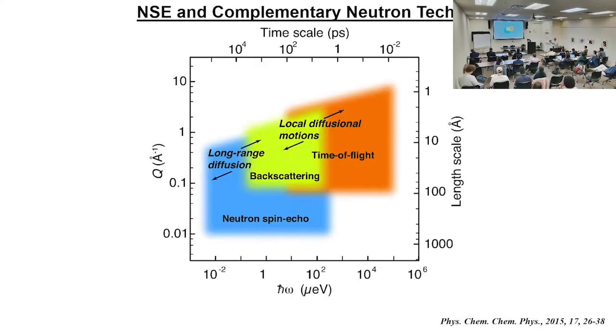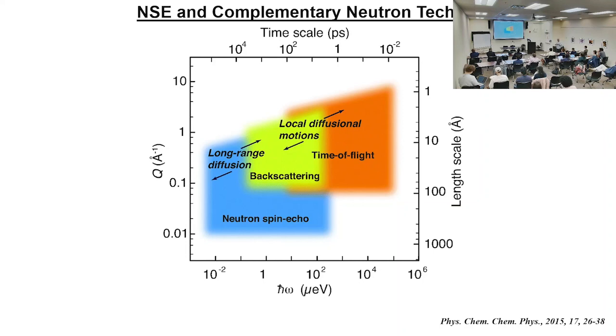Okay, I'm pretty sure you have seen this before. So the two main complementary techniques for neutron scattering that we are going to discuss in this talk are backscattering and time of flight. So backscattering covers the slower side of these time scales. If you look at the slower side, it goes up to a few nanoseconds, 5 nanoseconds or so. On the faster side, it goes up to 50 picoseconds or so.